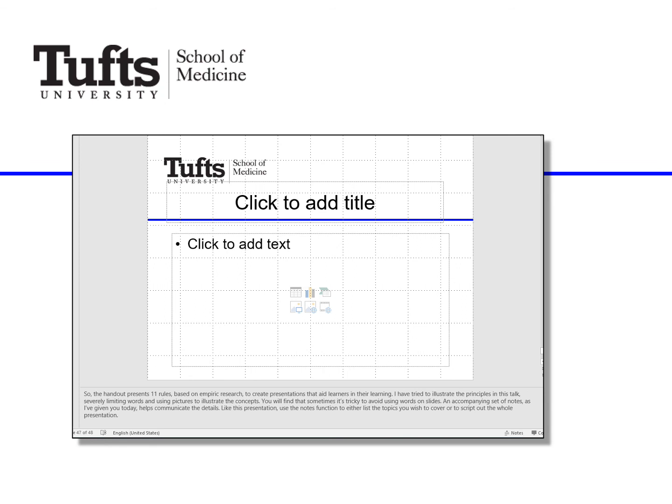So, the handout presents 11 rules based on empiric research to create presentations that aid learners in their learning. I've tried to illustrate the principles in this talk, severely limiting words and using pictures to illustrate the concepts. You will find that sometimes it's tricky to avoid using words on slides. An accompanying set of notes, as I've given you today, helps communicate the details. Like the presentation, use the notes function to either list the topics you wish to cover or to script out the whole presentation.